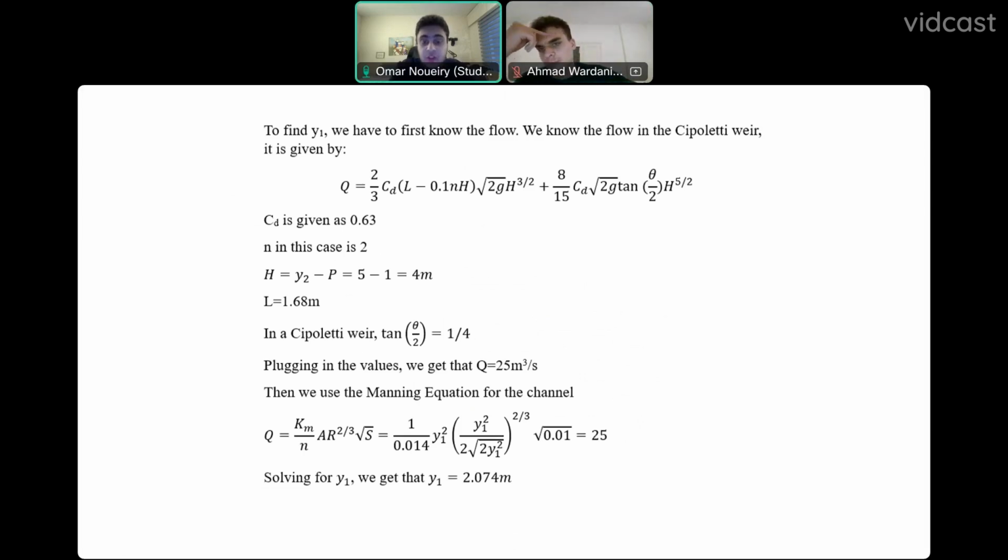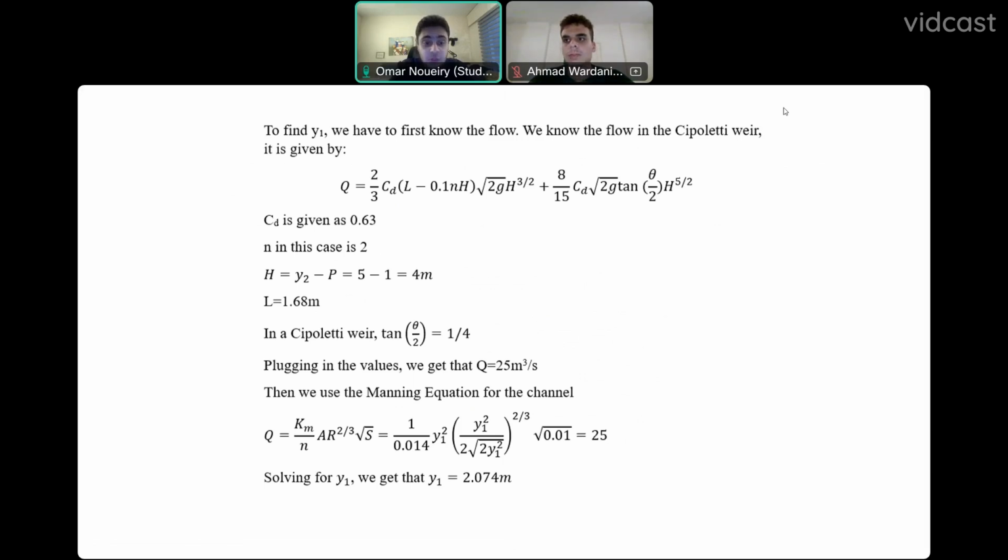Q using the Cipolletti weir equation, which is Q equal to 2 over 3 times Cd times L minus 0.1 times n times h, times radical 2g times h to the power 3 over 2, plus 8 over 15 times Cd times radical 2g times tan theta over 2 times h to the power 5 over 2. Cd is given equal to 0.63. n in our case here is going to be equal to 2.